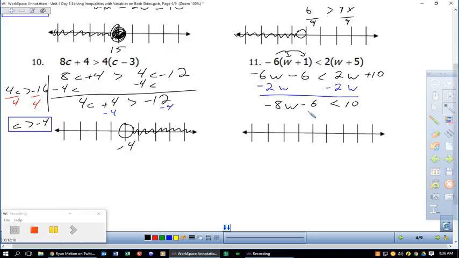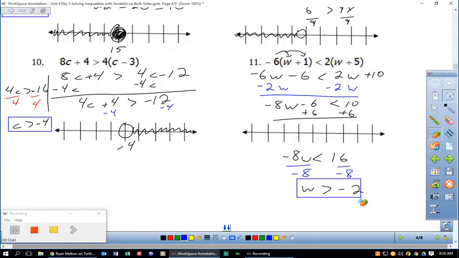Alright, so adding 6 to both sides. Let's see. Yeah, we're going to get 16 there. Is greater than negative 8w. So we'll divide by negative 8, and then we'll flip that. So that w is greater than negative 2. Alright, so negative 2. Just slap it right there to the right because it's greater than.